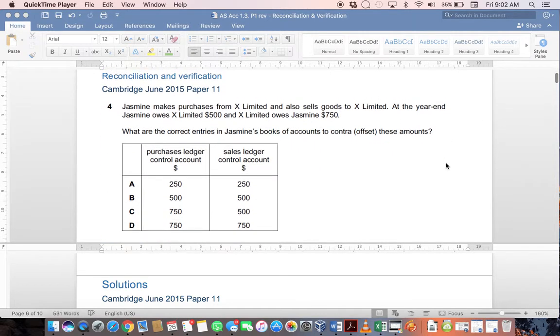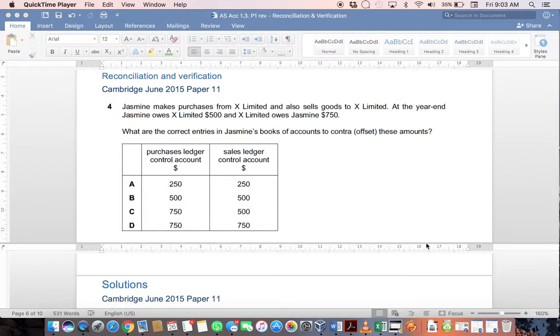Jasmine makes purchases from X Limited and also sells goods to X Limited. In other words, Jasmine is both a customer and a supplier. At the year end, Jasmine owes X Limited $500 and X Limited owes Jasmine $750. What are the correct entries in Jasmine's books of accounts to contra or offset these amounts?